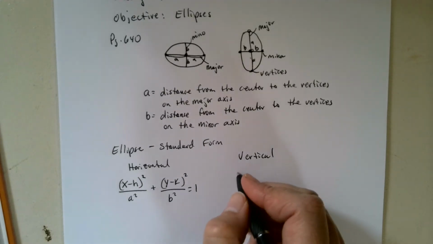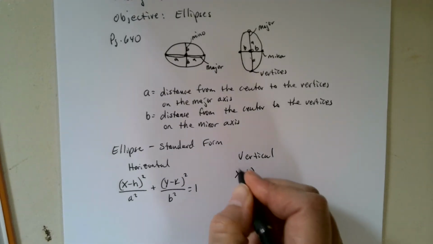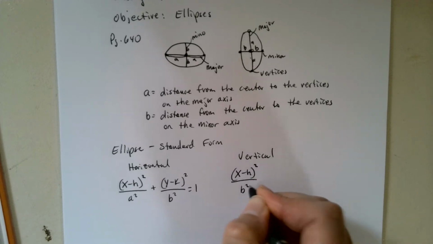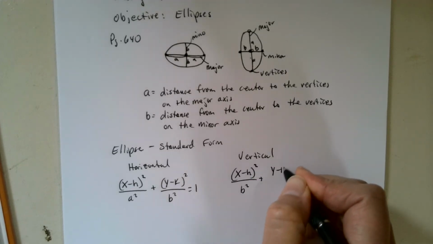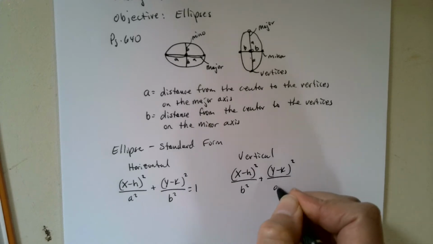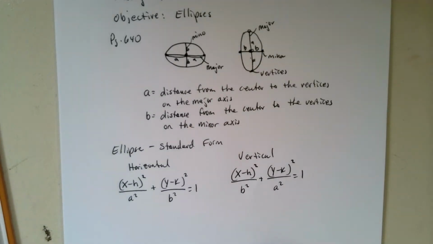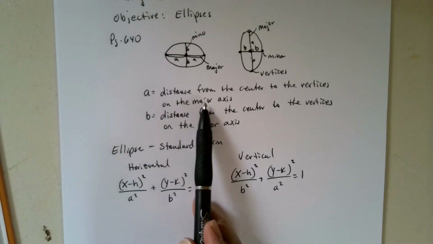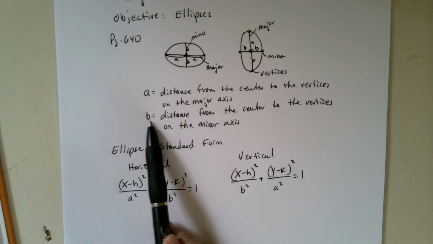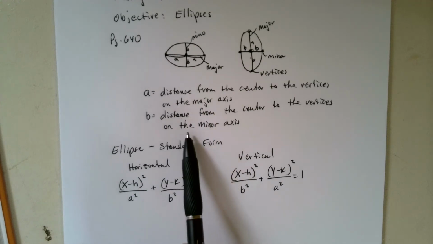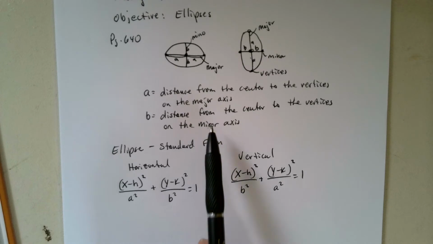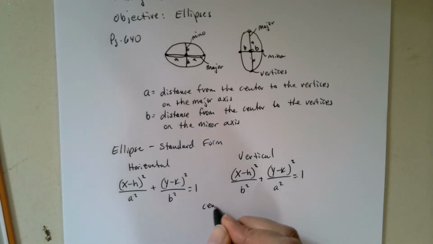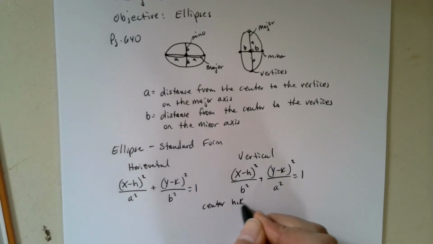The vertical is (x minus h) squared over b squared plus (y minus k) squared over a squared is equal to 1. And again, a is the distance from the center to the vertices on the major axis. b is the distance from the center to the vertices on the minor axis. And the center will be (h, k).